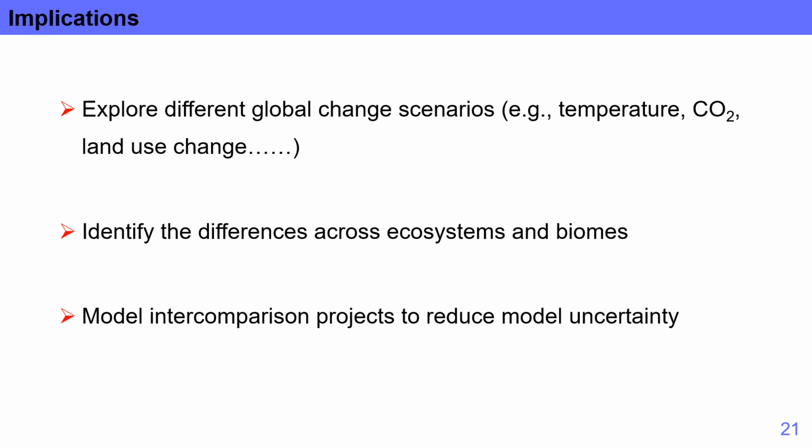There are some potential applications that the transient traceability framework may have. It can be used to address how other global change factors, such as land use change, affect carbon storage dynamics. When it's applied in different ecosystem models or global land models, it can help identify the differences across ecosystems or biomes. It can also be used in model intercomparison projects to identify the sources of uncertainty among models and therefore can help reduce uncertainty. Next, I will be talking about the application to model intercomparison projects.